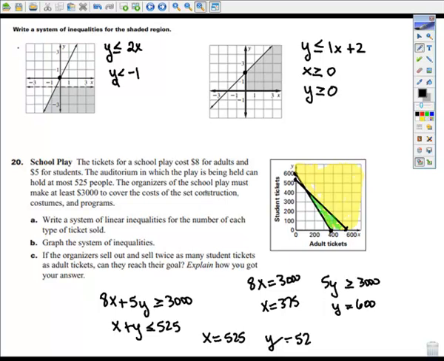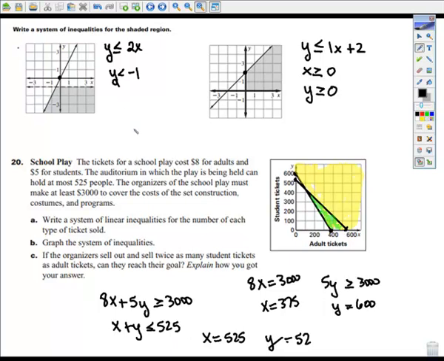Okay, if the organizers sell out and sell twice as many student tickets as adult tickets, can they reach their goal? So we need to figure out, they sell out, so they have sold all 525 tickets. So right here, 525 between the students and the adults. It says they sell twice as many student tickets as adults. So that means twice as many student tickets as adults. And we still have to do 525. So now this is equal to 525.